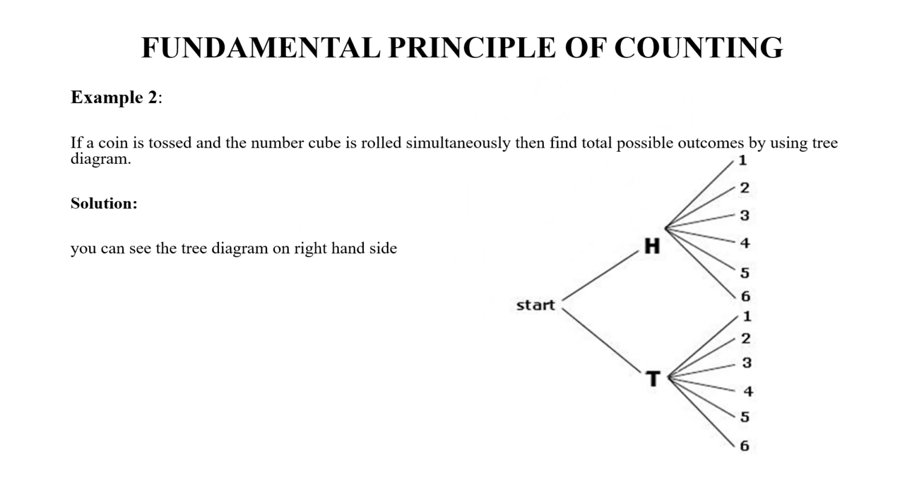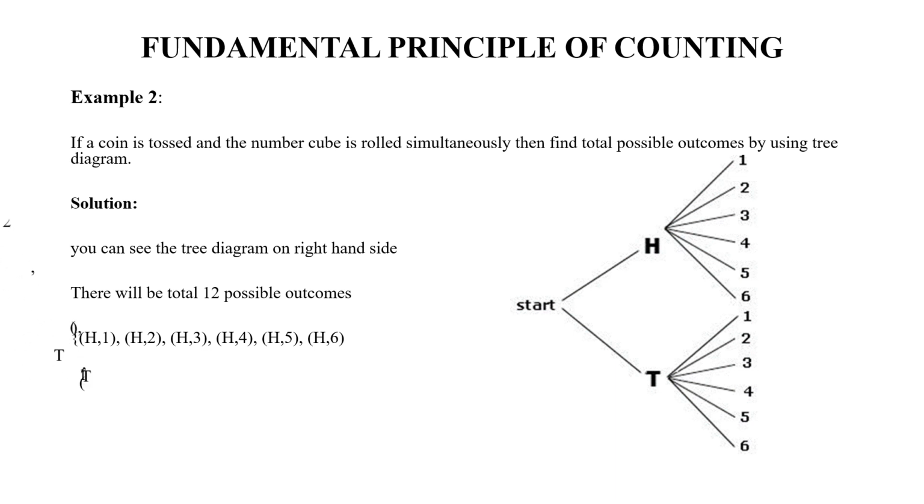If we toss the coin first, then there are 2 possible outcomes, head and tail. If we throw a number cube, it has 6 possible outcomes. So it is possible that the coin turns up with head and the number cube with any number from 1 to 6. Similarly for tails. So we have the following 12 possible outcomes.